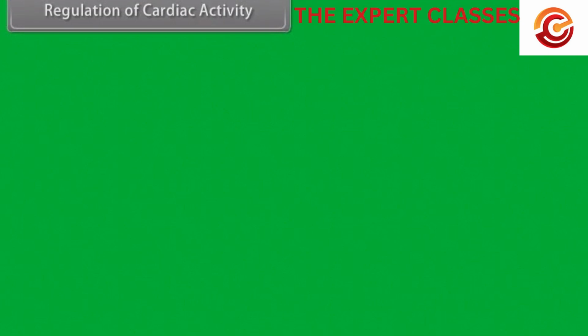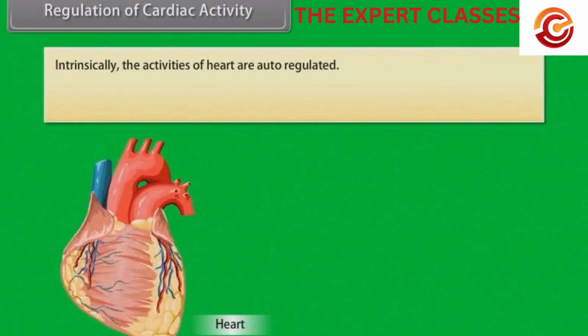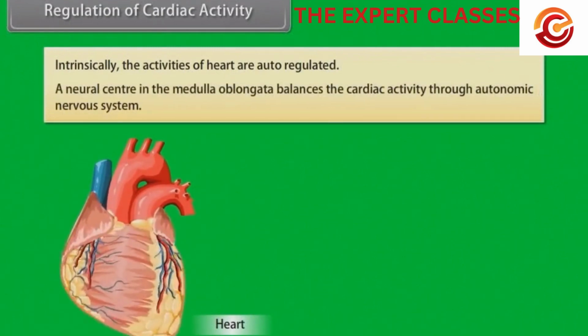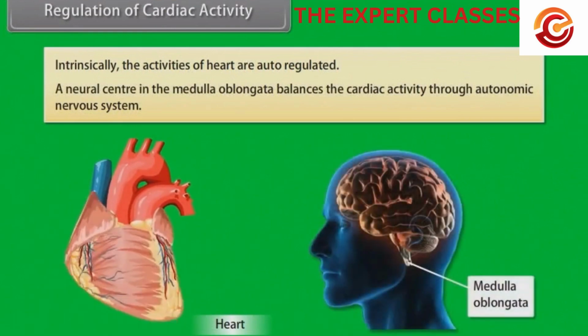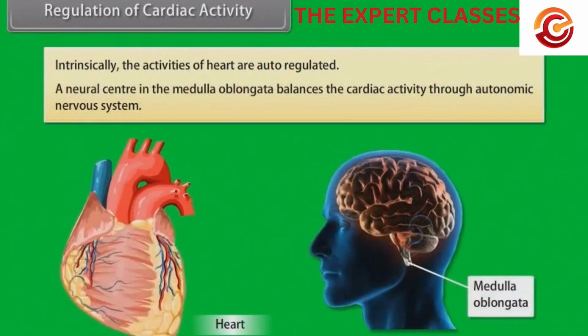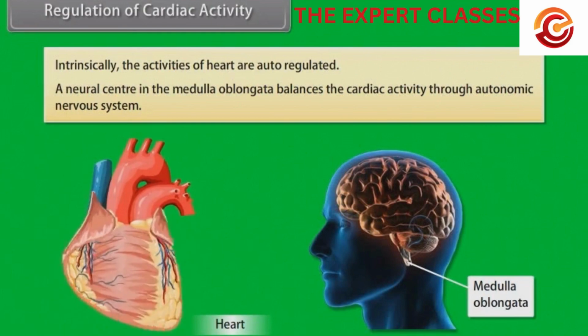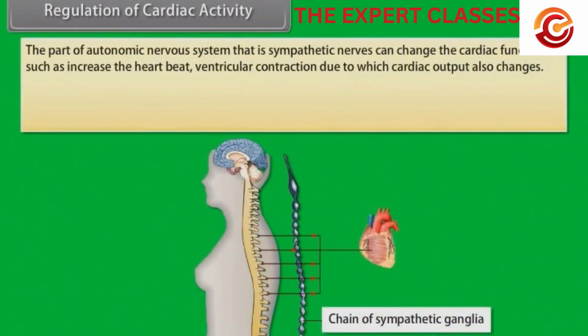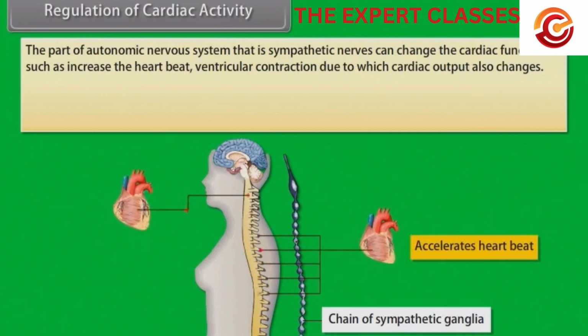Regulation of cardiac activity. Intrinsically, the activities of heart are auto-regulated. A neural center in the medulla oblongata balances the cardiac activity through autonomic nervous system. The part of autonomic nervous system that is sympathetic nerves can change the cardiac functions such as increase the heartbeat and ventricular contraction, due to which cardiac output also changes.